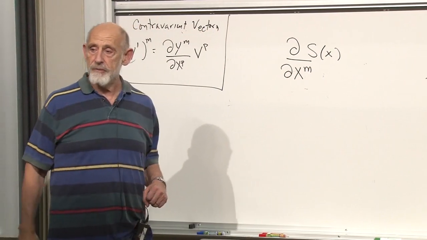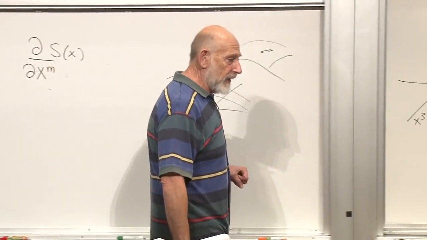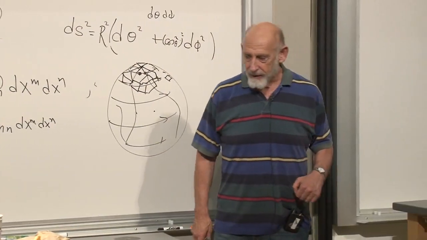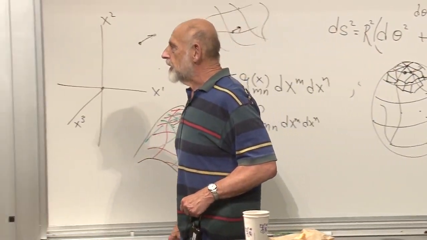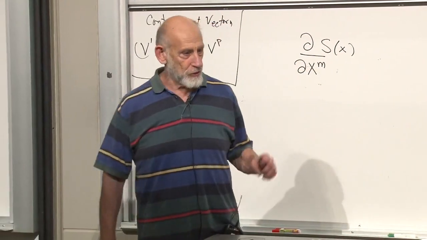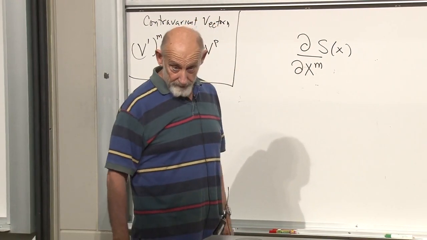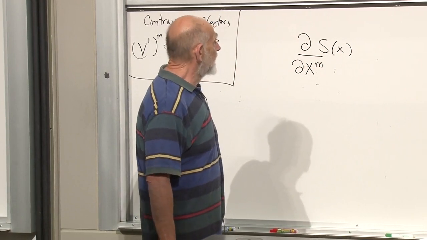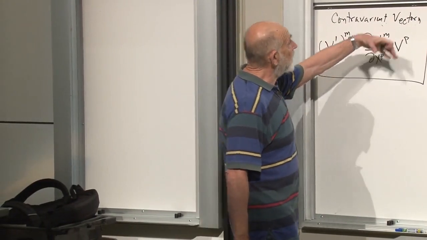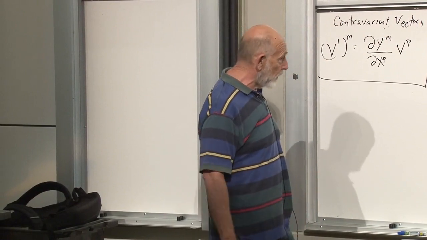Everybody know what a scalar is? A scalar is a thing which doesn't transform, it just has a value at every point. It has a well-defined value at every point. It could be something like the temperature, it could be something like the Higgs field, whatever it is, something which doesn't have components because it's just a number at every point. The gradient of a scalar is also a vector. It's the gradient vector. But it doesn't transform the same way as the dx's. It doesn't transform as a contravariant vector.